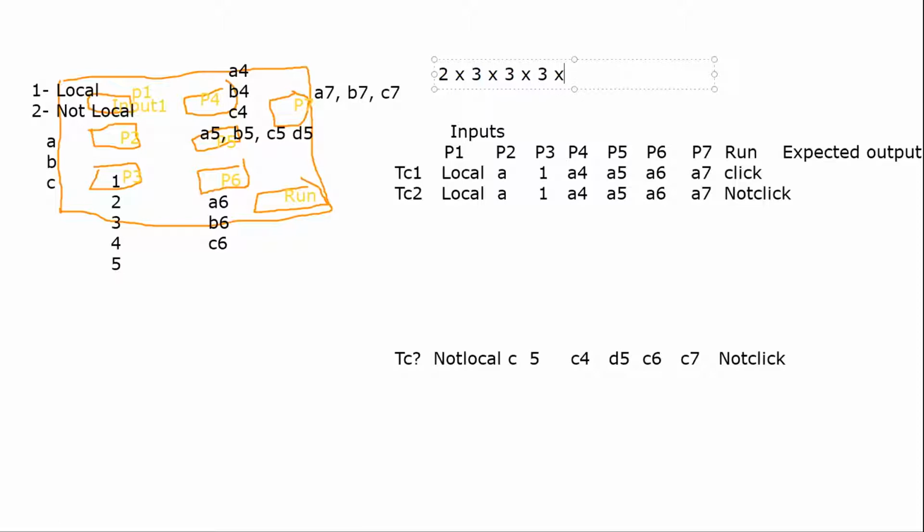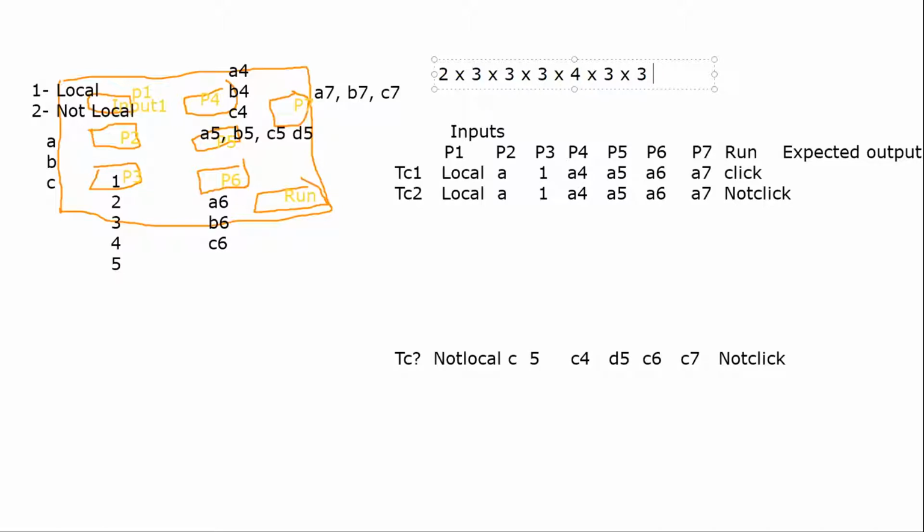The fifth input has four values. The sixth input has three values, A6, C6, and the last, or before the last, input number 7, has three values.